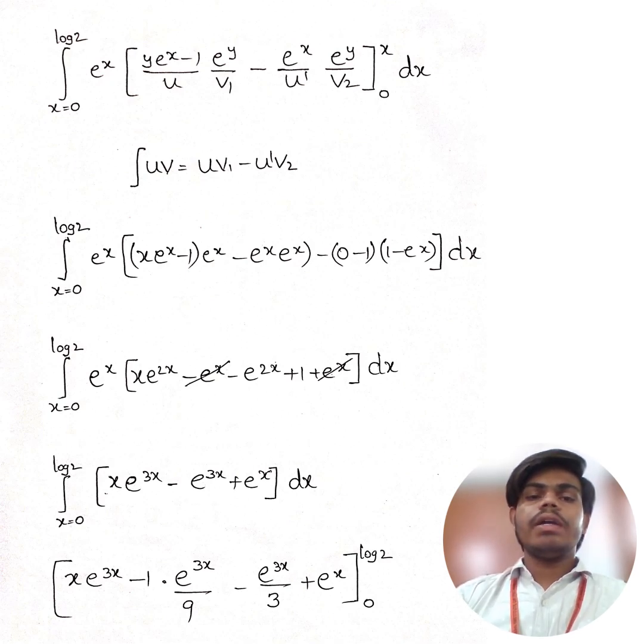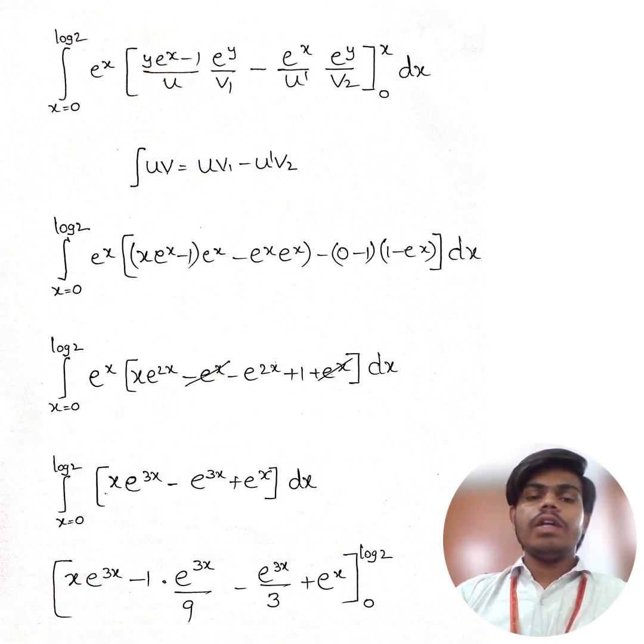The whole we can get is integration x is equal to 0 to log 2 e power x of y into e power x minus 1 into e power y minus e power x into e power y. By applying limits from y is equal to 0 to x, we can get integration x is equal to 0 to log 2 e power x, x e power x minus 1 into e power x minus e power x into e power x minus of 0 minus 1 of 1 minus e power x dx.